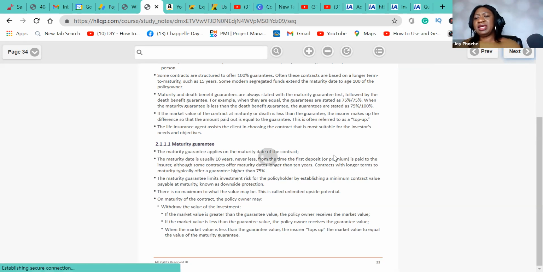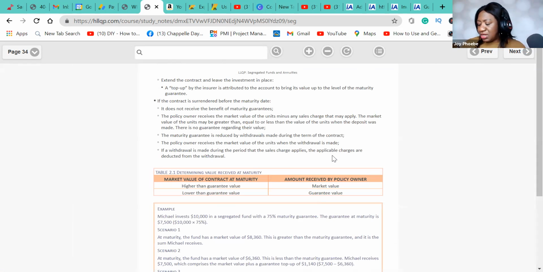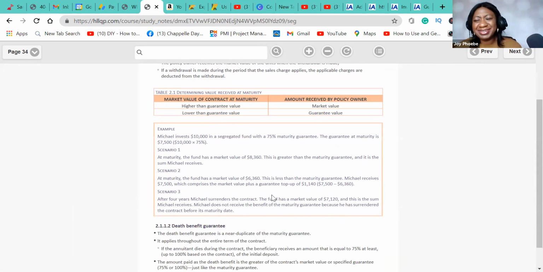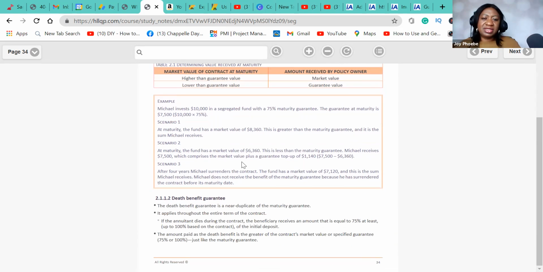What this is telling us basically is that you invested $10,000, and your $10,000 is now $5,000. So the insurance company will top up with 2.5 grand to come up with the 75% guarantee to give you. And if your guarantee is 100%, the insurance company will have to top up 5 grand to give you 10,000. So that is the market value of the contract at maturity and then the amount received. All this is typical to this.